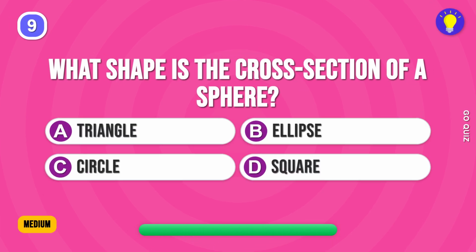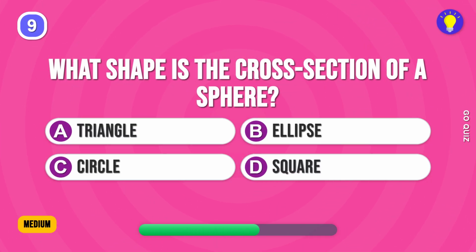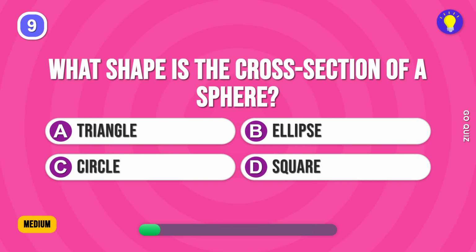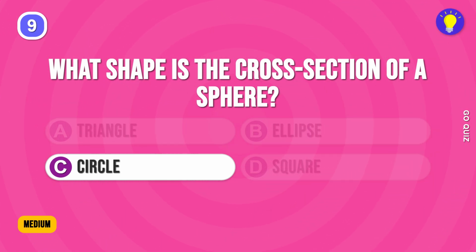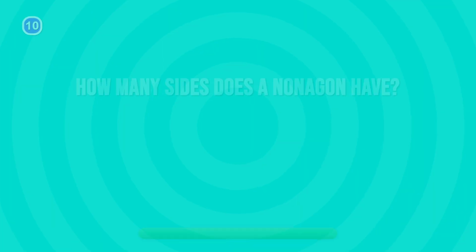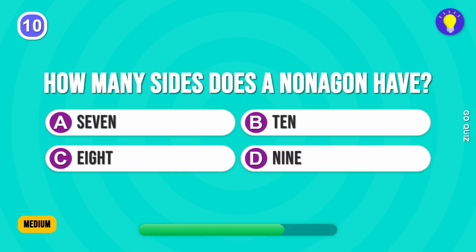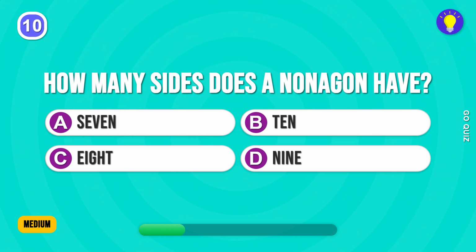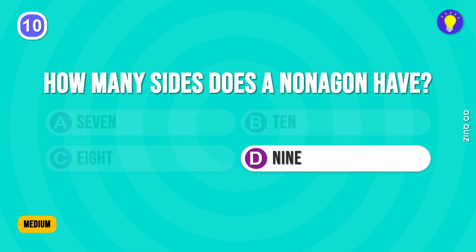What shape is the cross-section of a sphere? Any cross-section of a sphere is a circle. How many sides does a nonagon have? A nonagon has 9 sides.